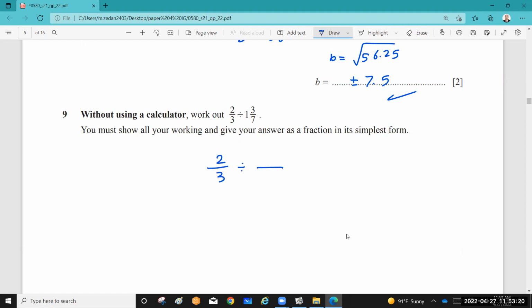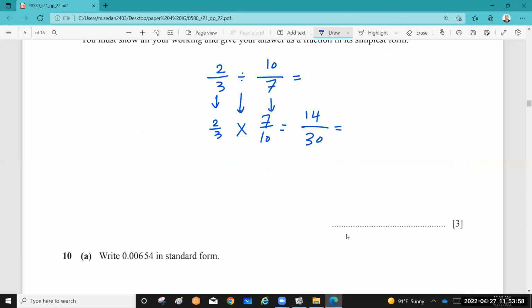2/3 divided by, convert 1 and 3/7 to an improper fraction, like 1 times 7 is 7. 7 plus 3 is equal to 10. So it's 10/7. So the question now is 2/3 divided by 10/7, which can be converted to keep 2/3 and flip division to be multiply, and change 10/7 to 7/10. That's it. So 2 times 7, 14 over 3 times 10, 30. So the answer is 14/30. You can simplify, of course, by dividing by 2 up and down. You will get 7/15.